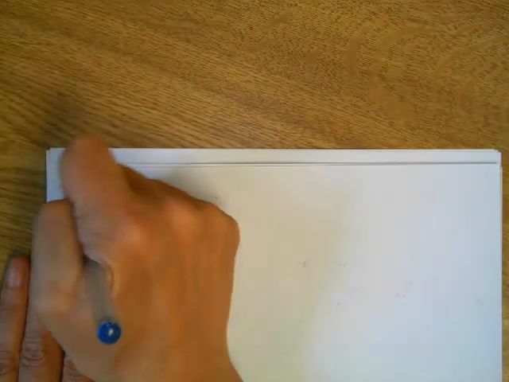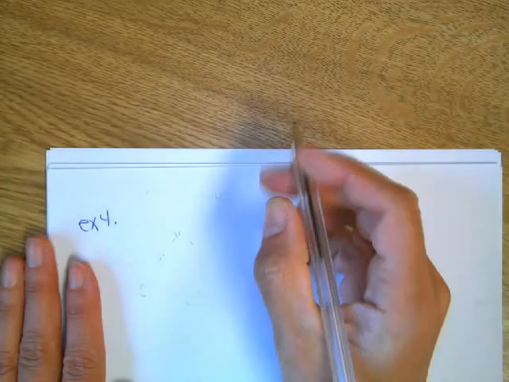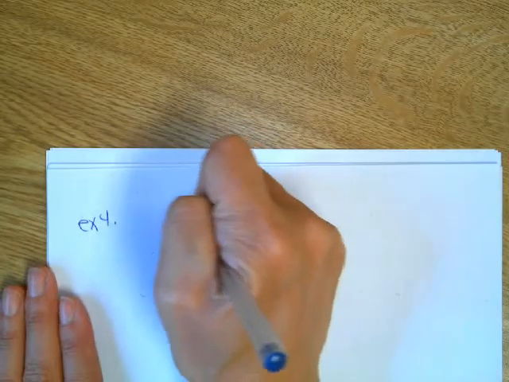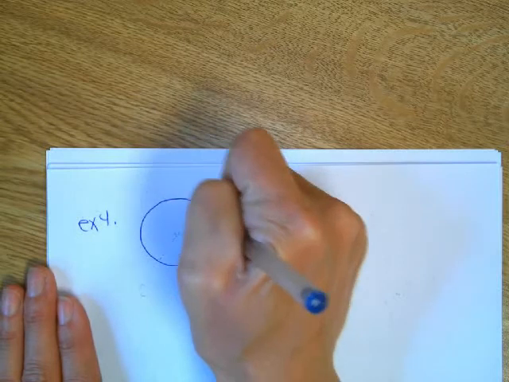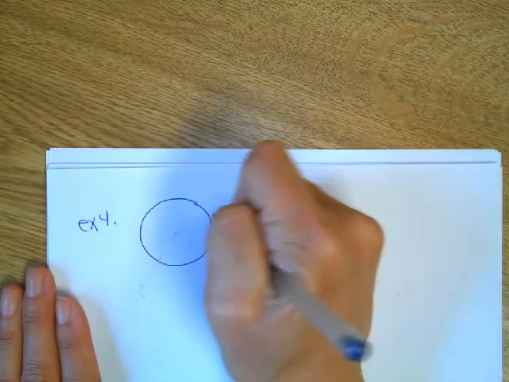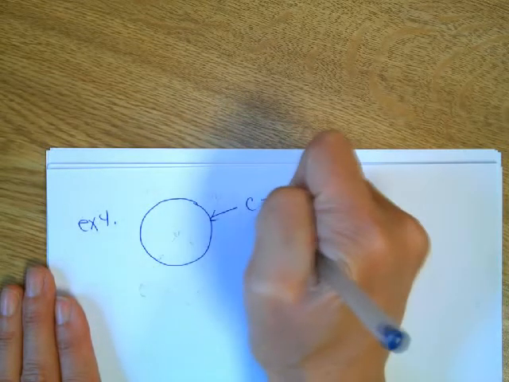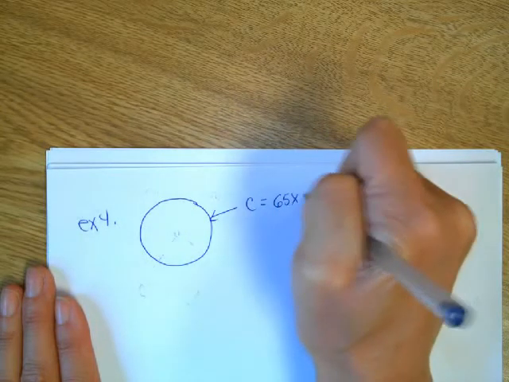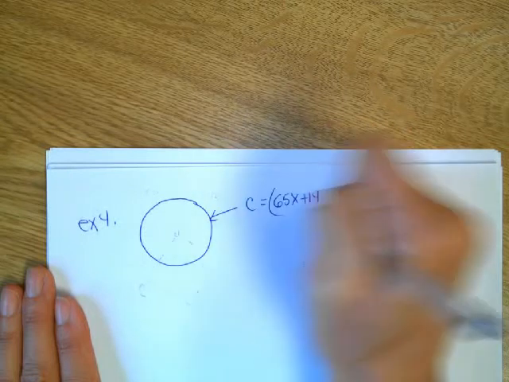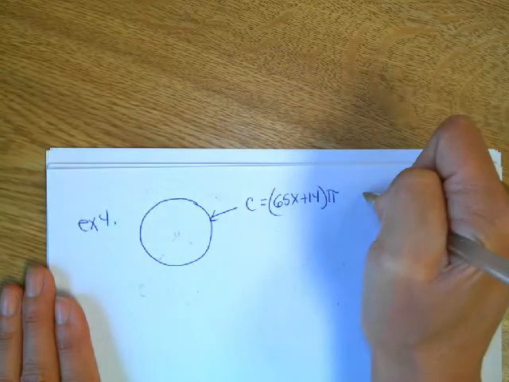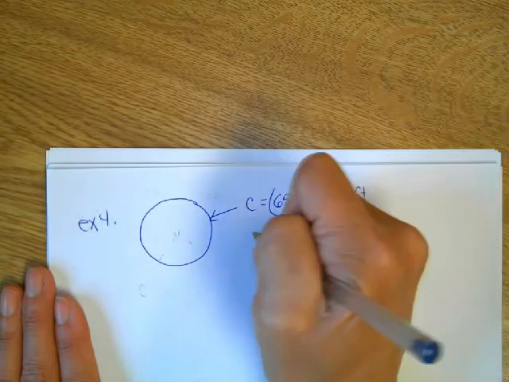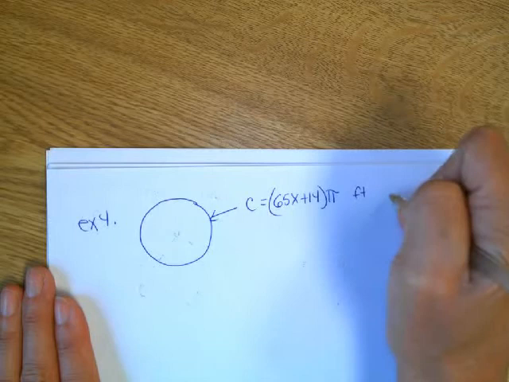Okay. 2 left. Number 4. Another one where we're going to work backwards with some. These are tough with the algebra. So here we go. We've got a circumference equal to 65x plus 14 pi. Feet are the units. And our goal is just to find the radius. What does the radius equal?